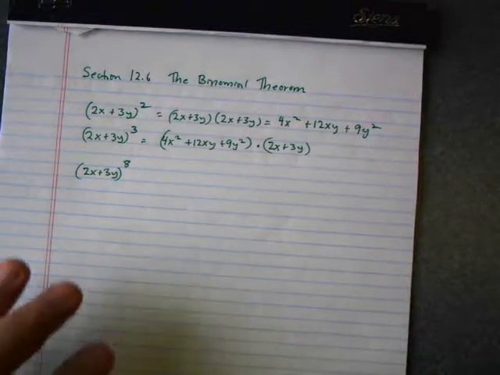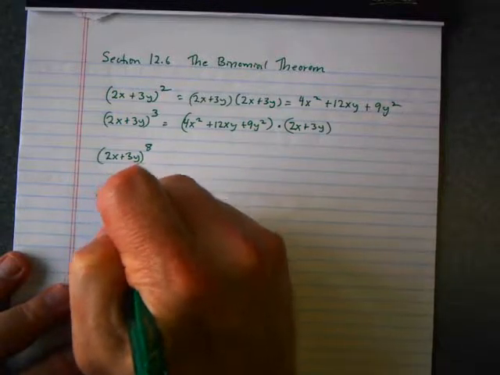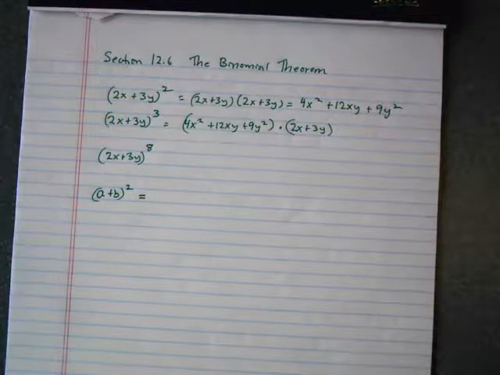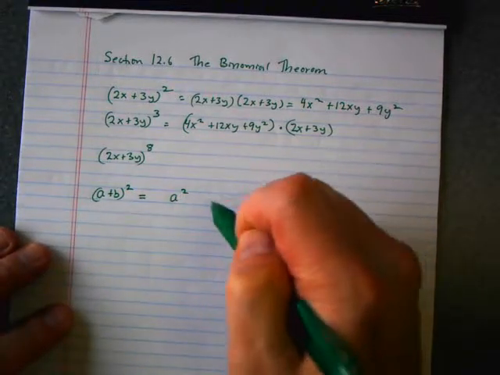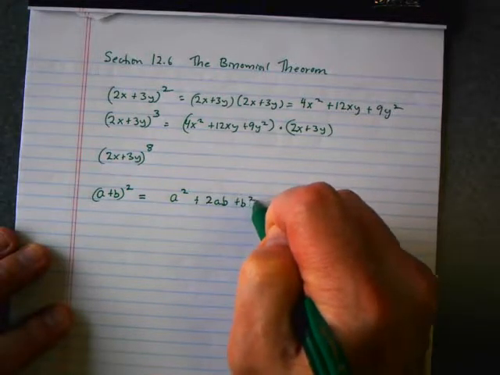All right, so let's go back to some easier stuff. How about if I just gave you a generic binomial, a plus b, and I asked you to square it? What do you get for an answer? If you FOIL it out, you get a squared plus 2ab plus b squared.